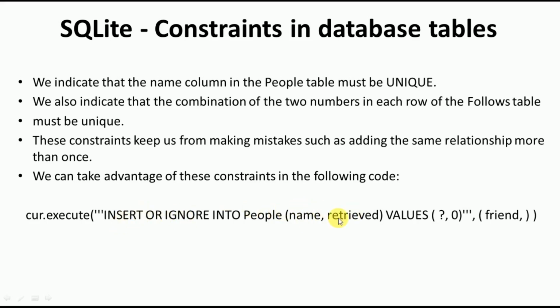Let us say that I insert Mahesh and 0 initially. It will be inserted successfully because it is not present. Now let us say that I try to insert one more time, Mahesh 1. It will generate an error. Why? Mahesh is already present in the database table. That should not happen. So how do we avoid that?